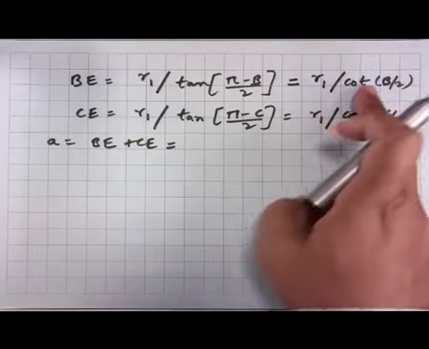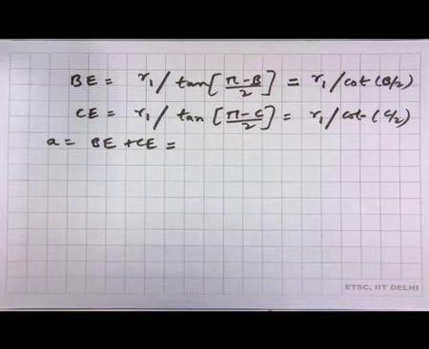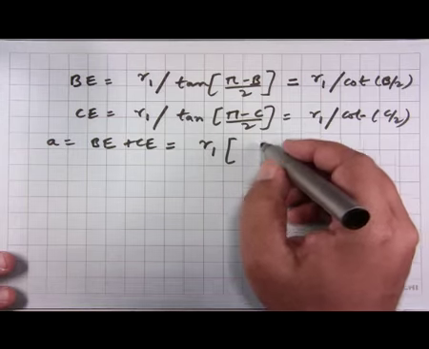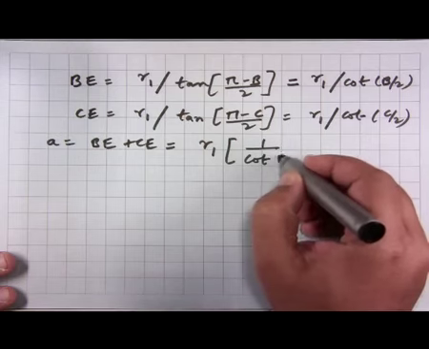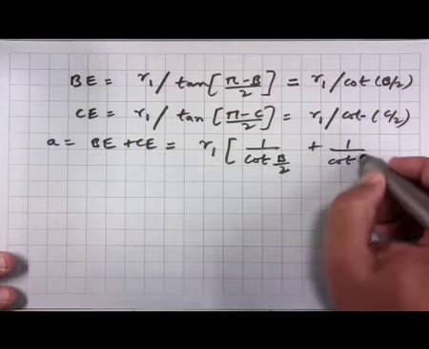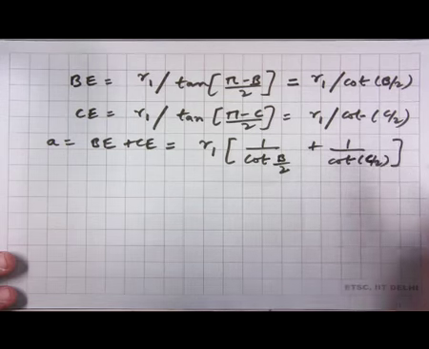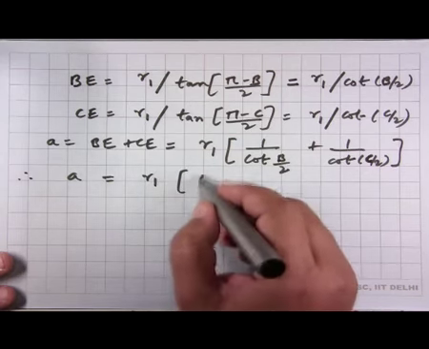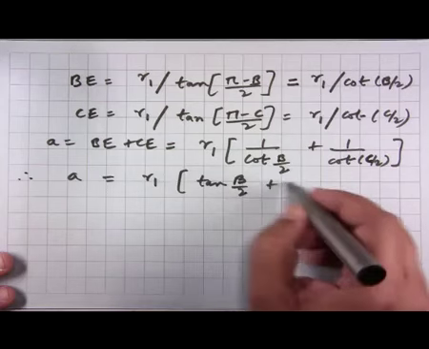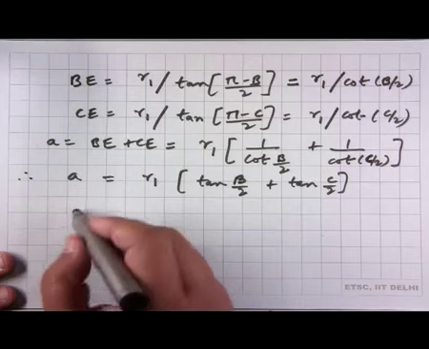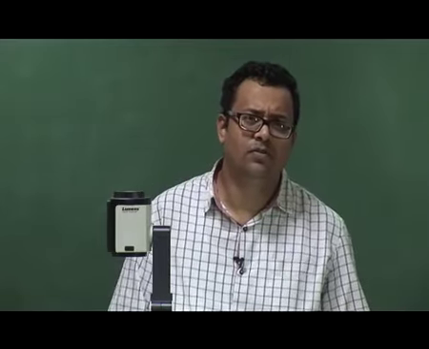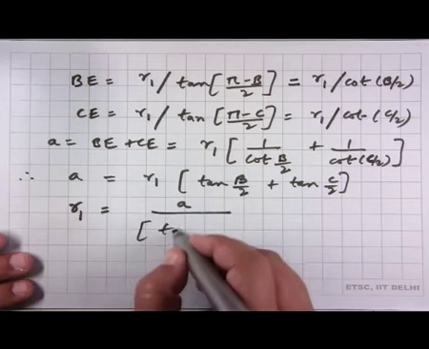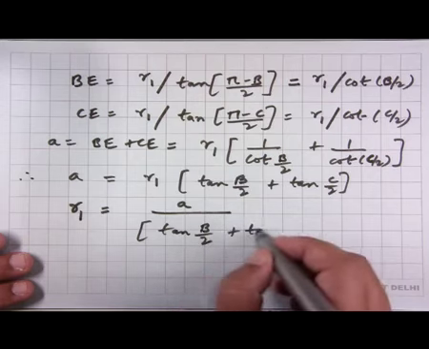So we put these expressions in the place of BE and CE, and then what we get is that A is equal to R1 times 1 over cot B by 2 plus 1 over cot C by 2, therefore A is equal to R1 into tan B by 2 plus tan C by 2, from which it follows that the radius R1 of the escribed circle opposite to angle A is given by R1 equals A upon tan B by 2 plus tan C by 2.